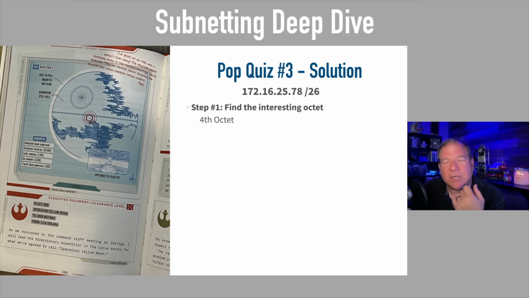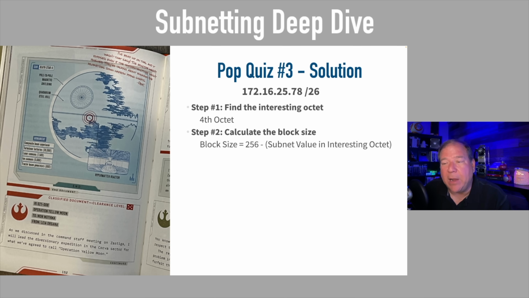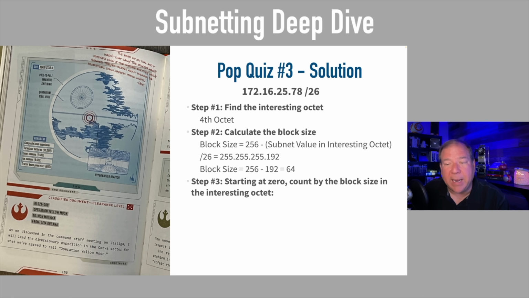Interesting octet with a /26 is the 4th octet. That's the last octet to contain a binary 1. What is the block size? Well, let's see. /26, we've borrowed 2 bits. So that's 128 plus 64, that's 192. I've got a value of 192 in that interesting octet. What is 256 minus 192? 64. So I'm going to be counting by 64 in octet number 4.